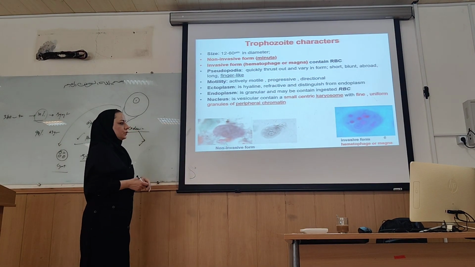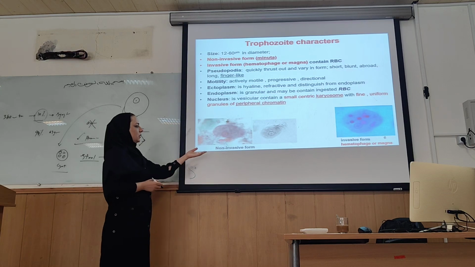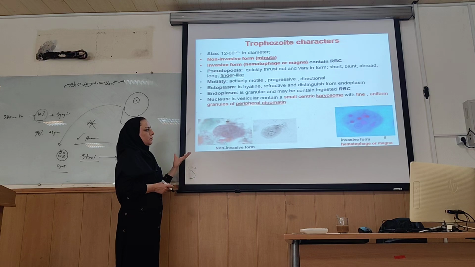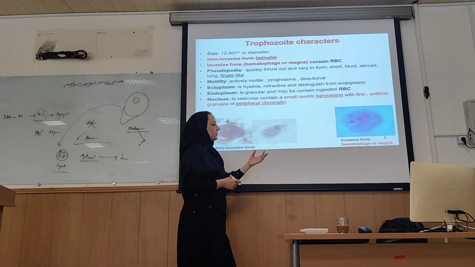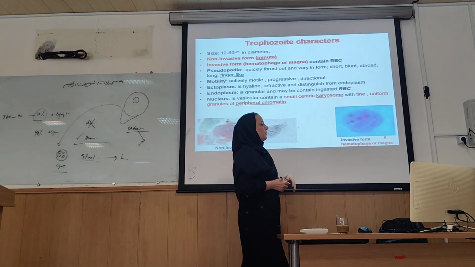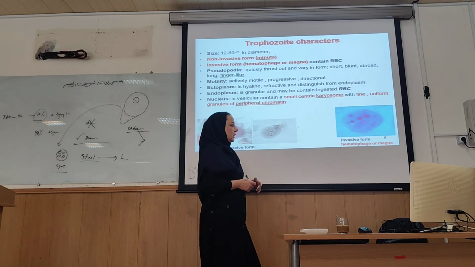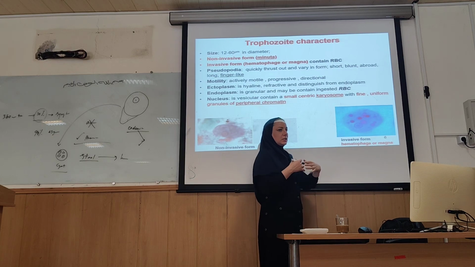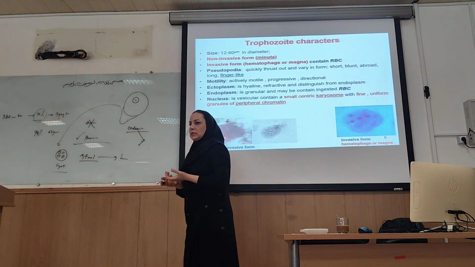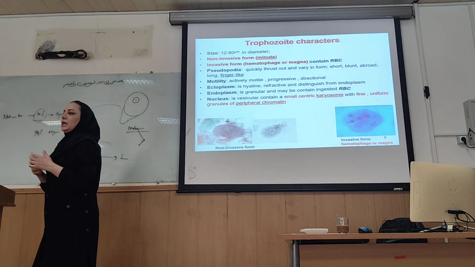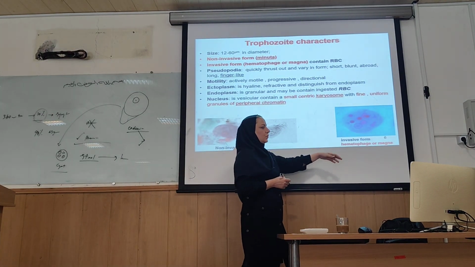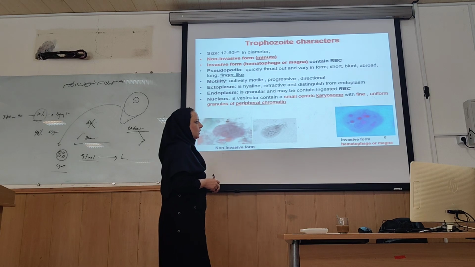They have 2 forms of the trophozoites. One of them is non-invasive, which we call minuta, and one of them is the invasive form, which is the hematophage or magna. We call it hematophage because it can phagocytose RBC, red blood cells, that are enriched with hemoglobin. Because of that, we call it hematophage.